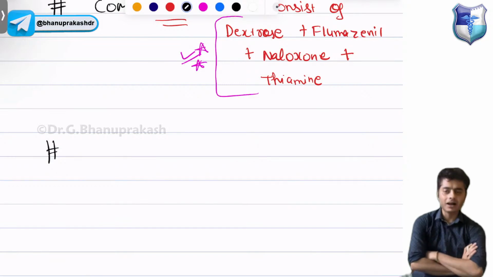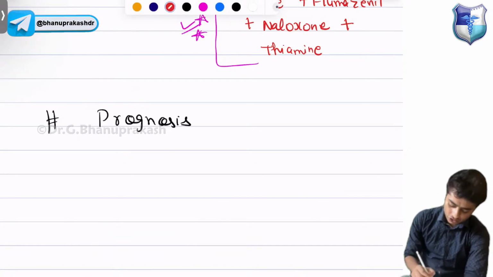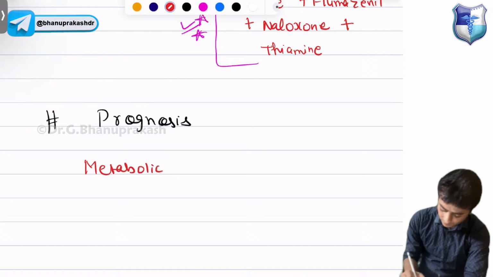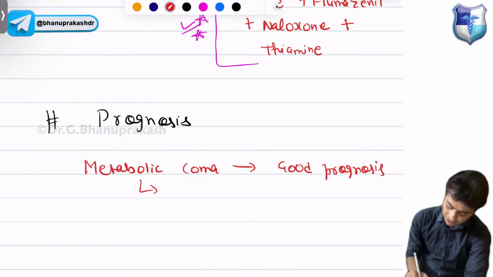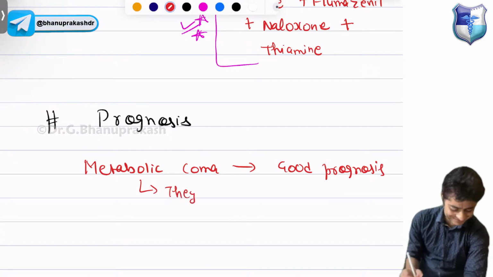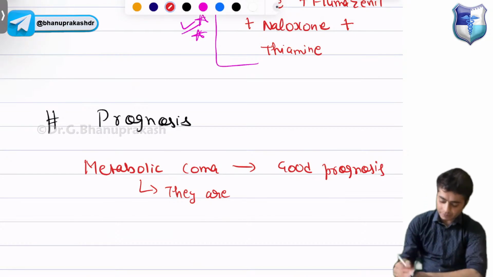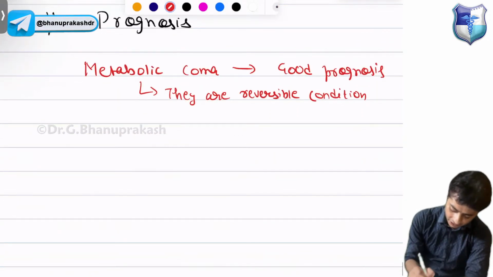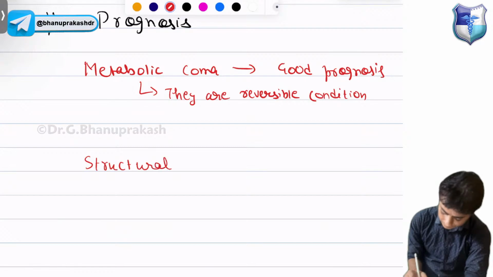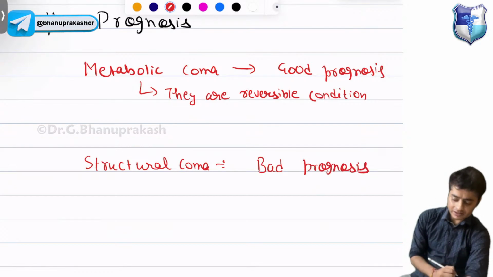So next is your prognosis. What we have seen is that metabolic coma has a good prognosis because many times they are reversible conditions. And if there is a structural coma, it generally carries a bad prognosis.